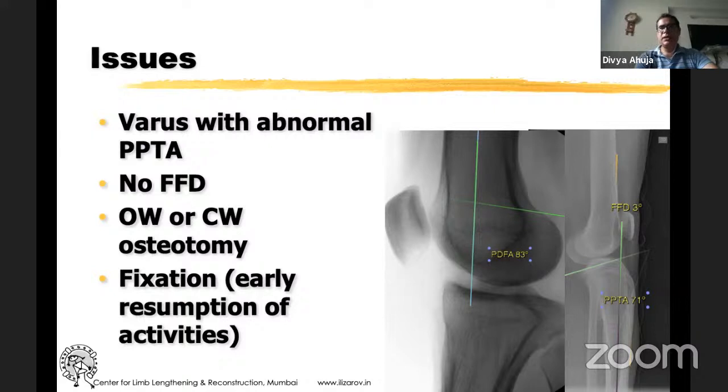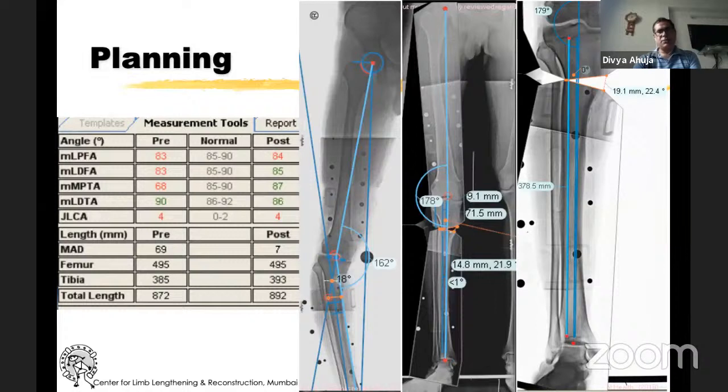The other issue was, again, he needed to resume work, didn't have any leaves left. So we wanted to fix it with internal fixation. And then the question of healing, whether an open wedge osteotomy or a closed wedge osteotomy. So we also did that planning on the trauma CAD. This is showing that open wedge correction, proximal mechanical axis, with the MPTA as 87 and the distal mechanical axis. And the right image shows the planning for the nail.